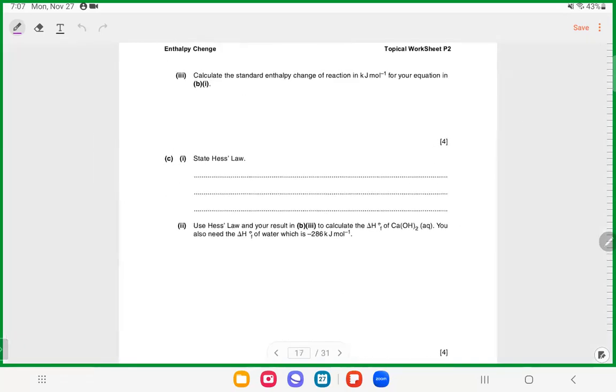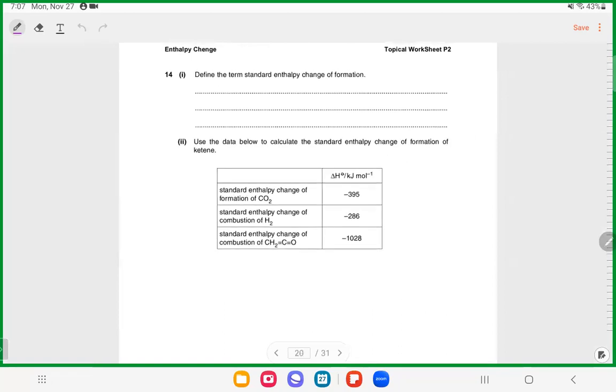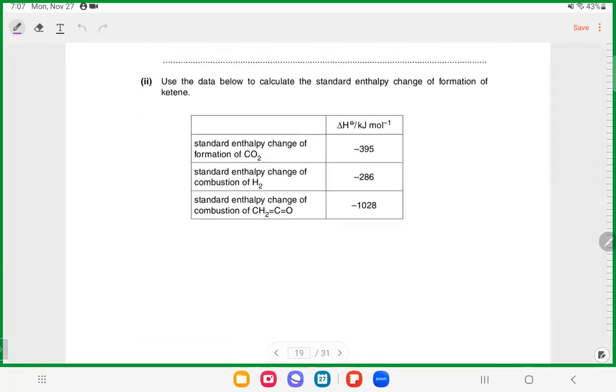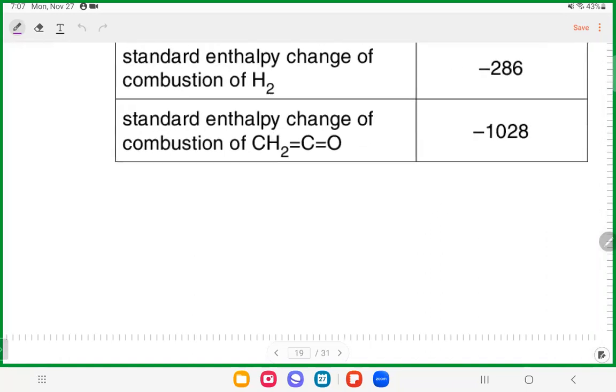We have done this one. So, again the definition of formation has been asked. Can you write down the equation for the formation of this ketene molecule? Can you write the formation equation for it? Let me write it. CH2 double bond C double bond O, written on the product side. What will the elements be?